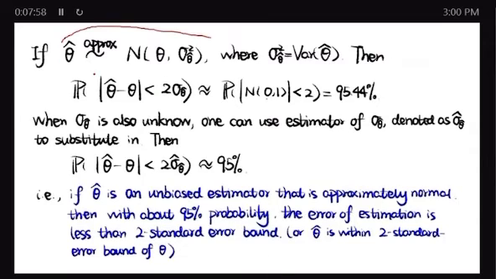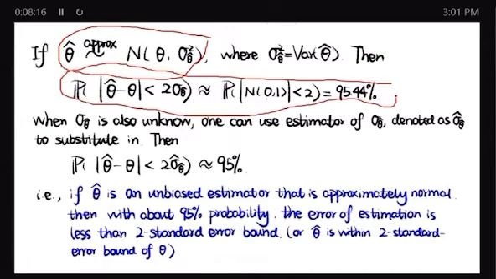If I have a theta curve that follows a normal distribution, approximately normal with the mean theta and the variance sigma squared of theta cap, then we can actually boast that the probability within 2 standard deviations will be that. And like I said, whether approximately normal or normal, the empirical rule applies. Okay? So that is what I'm trying to say here.